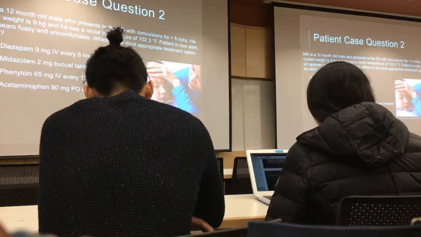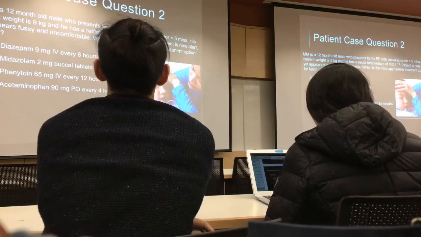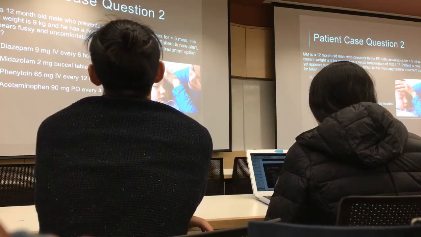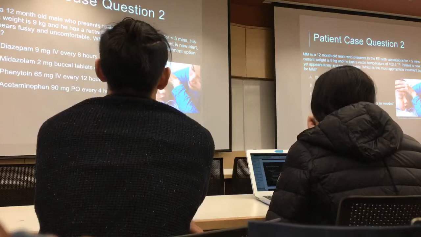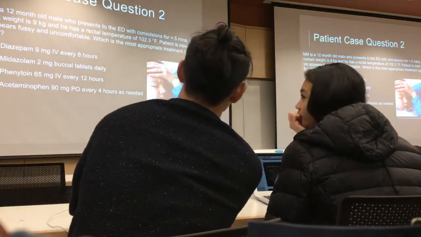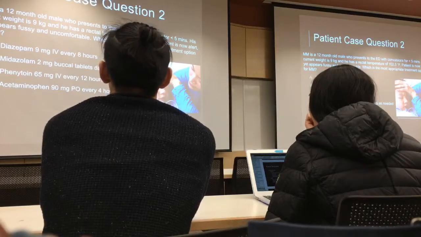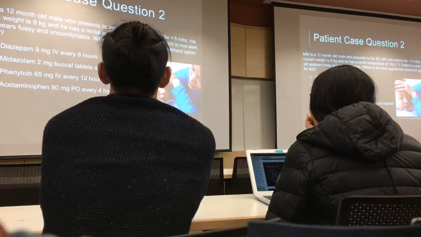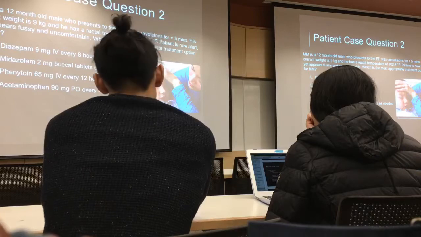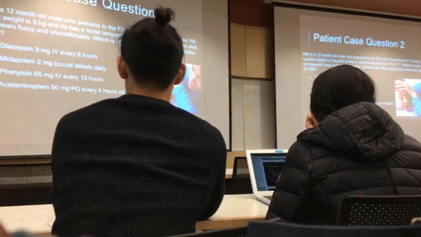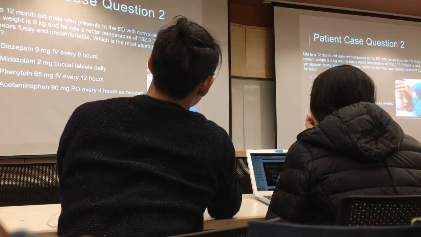And now I have our patient case. Let's say his name is Mickey Mouse. He's this cute little kid here. He's a 12-month-old male who presents to the ED with convulsions that last less than 5 minutes. He weighs about 9 kilograms, and he has a rectal temperature of 102.3 degrees Fahrenheit. The patient's now alert, but he appears fussy, uncomfortable, and he is crying. Which is the most appropriate treatment option for MM?